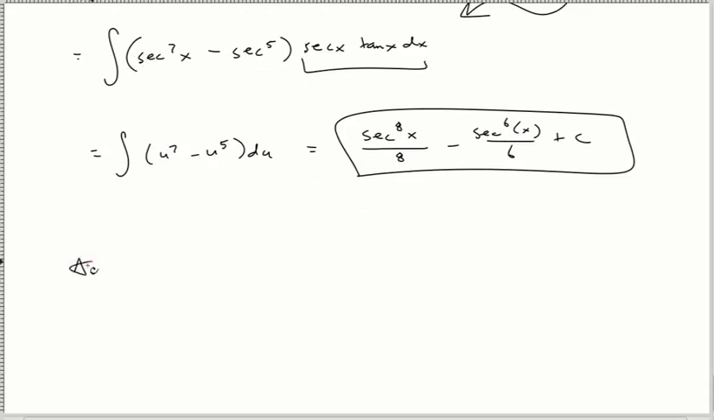Well, hold on. Little star, little note here. WebAssign has its own answer. You ready for it? Let me go ahead and give it to you. We got tangent to the 8th of x over 8 plus tangent to the 6th power of x over 6 plus tangent to the 4th power of x over 4 and then plus c.